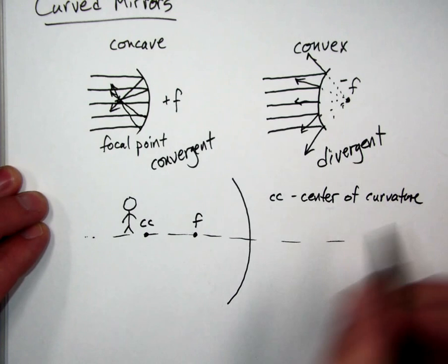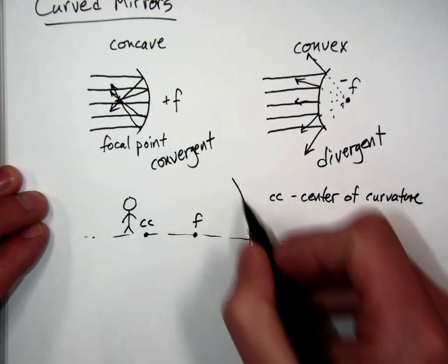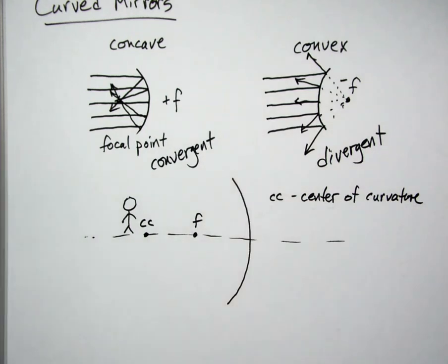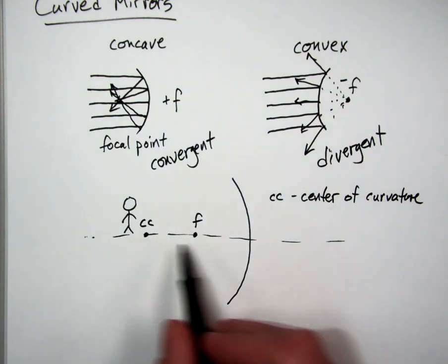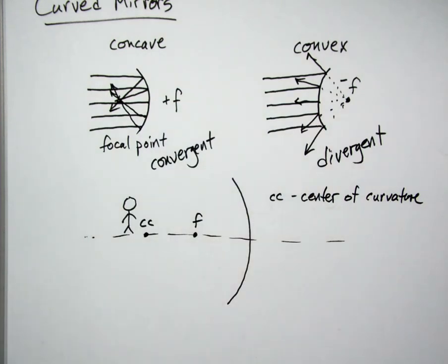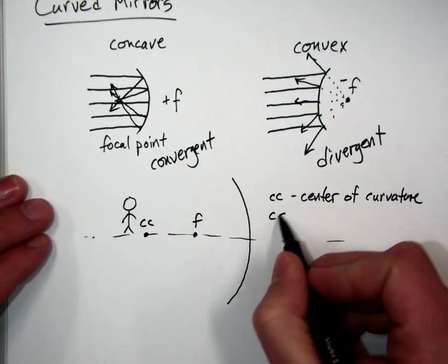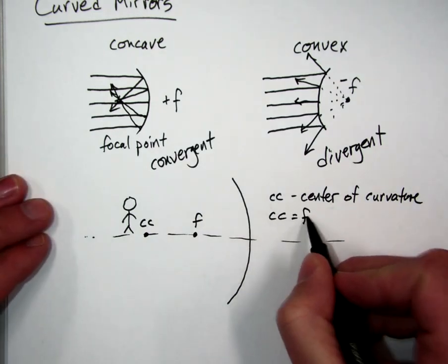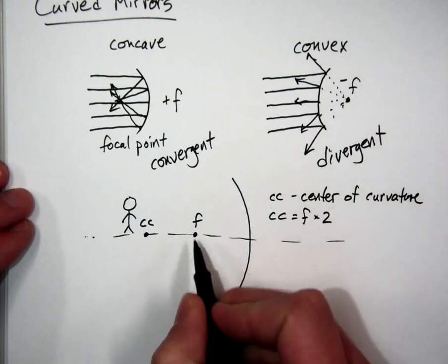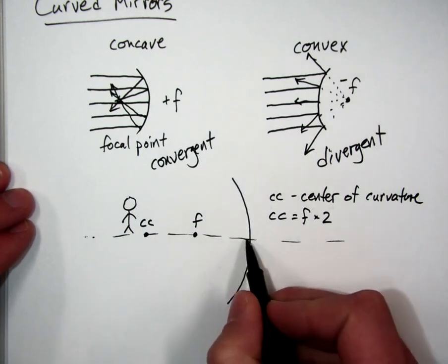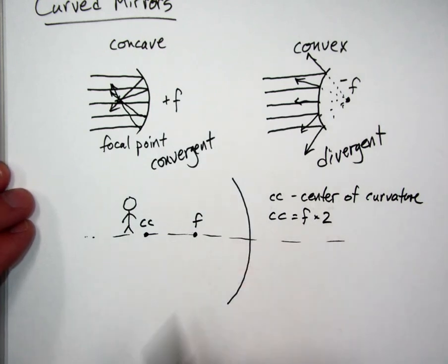If we imagine this mirror surface as something like a circle, that circle would have its center at the CC. So the distance from the CC to the vertex would be 1 radius. The CC is also twice the focal length. So if the focal length is 15 centimeters, the CC is 30 centimeters.